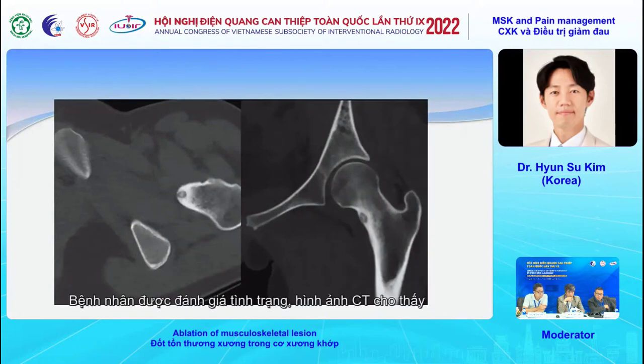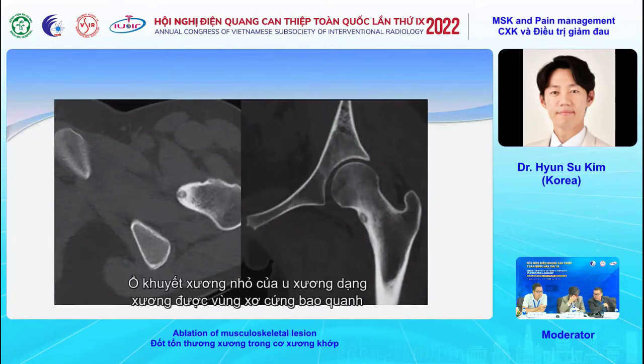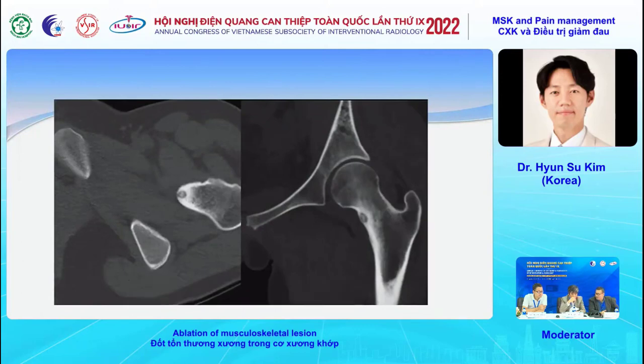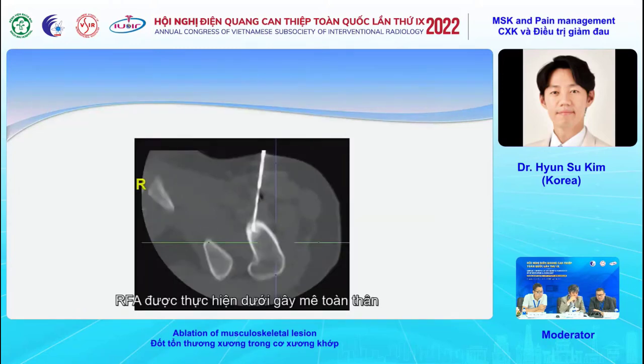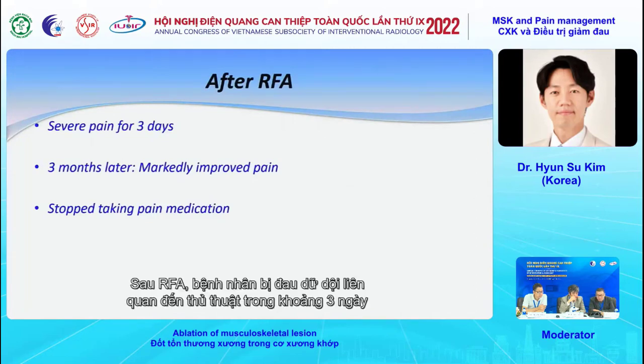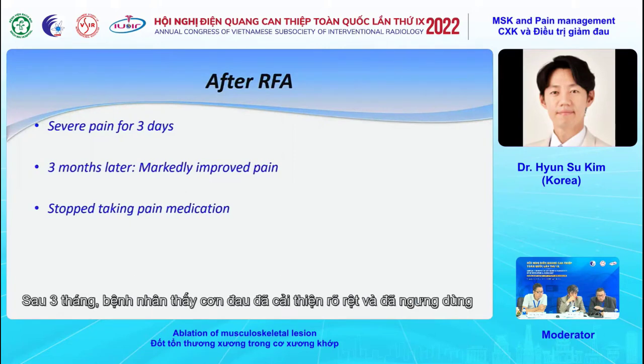CT was performed for further evaluation. CT images show the calcified nidus of an osteoid osteoma with surrounding sclerosis that might be attributed to new bone formation related to inflammatory reaction. RFA was performed under general anesthesia. After RFA, the patient suffered from severe pain related to procedure about 3 days. Three months later, the patient reported markedly improved pain and she stopped taking pain medication.